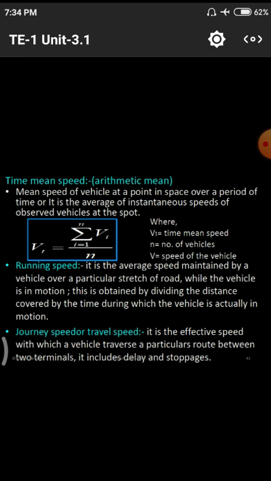And the next one is the running speed. In the term itself we have running. It is the average speed maintained by a vehicle over a particular stretch of the road while the vehicle is in motion.